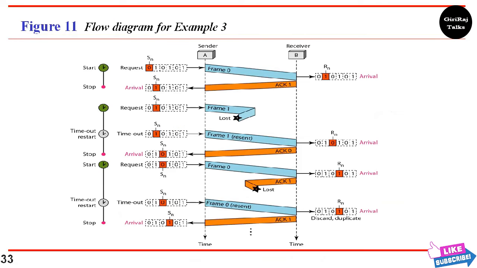Let us see one example. Figure 11 shows an example of stop and wait ARQ. Frame 0 is sent and acknowledged. Frame 1 is lost and resent after the timeout. The resent frame 1 is acknowledged and the timer stops. Frame 0 is sent and acknowledged, but the acknowledgement is lost. The sender has no idea if the frame or the acknowledgement is lost. So after the timeout, it resends frame 0 which is acknowledged.